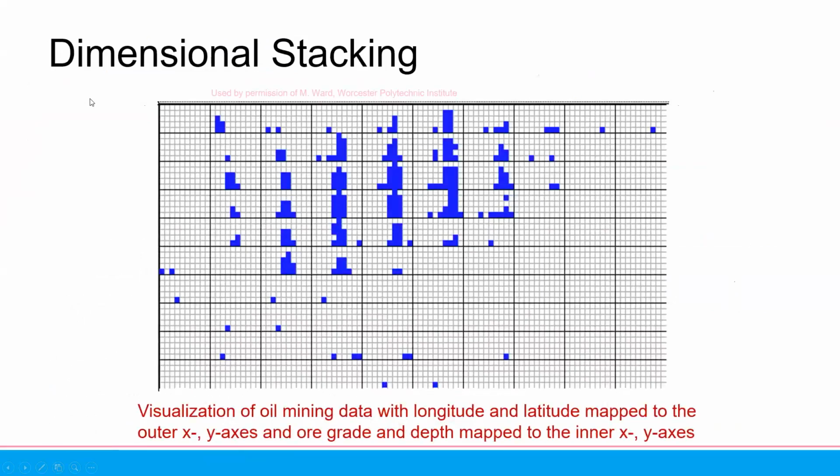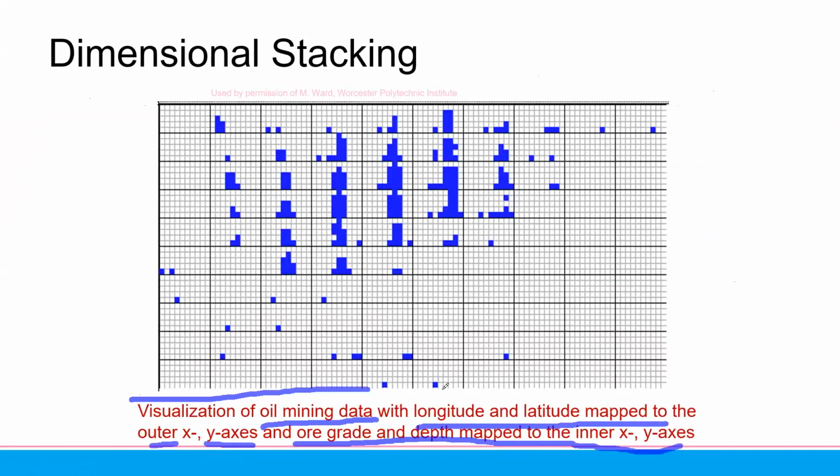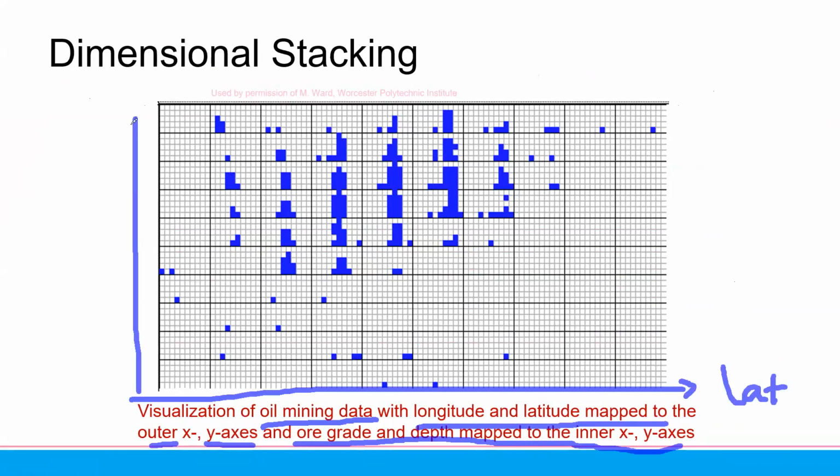This is also another dimensional stacking. This is a visualization of oil mining data with longitude and latitude mapped to the outer x and y axis, and grade and depth mapped to the inner x and y axis. So this can be the latitude. This can be the longitude.